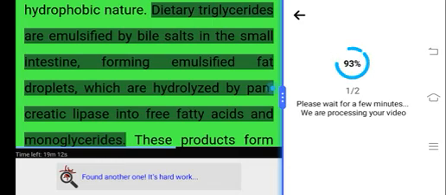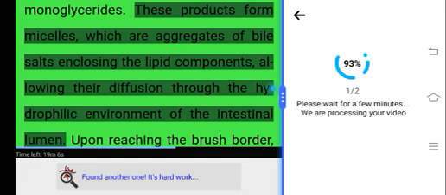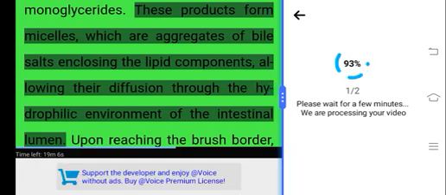Dietary triglycerides are emulsified by bile salts in the small intestine, forming emulsified fat droplets, which are hydrolyzed by pancreatic lipase into free fatty acids and monoglycerides. These products form micelles, which are aggregates of bile salts enclosing the lipid components, allowing their diffusion through the hydrophilic environment of the intestinal lumen.